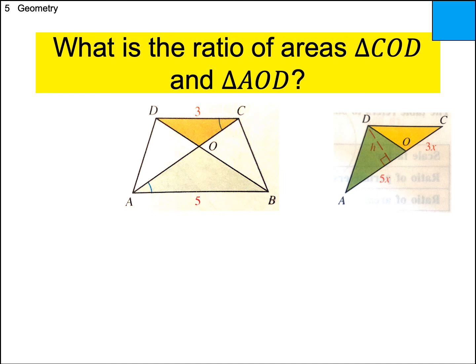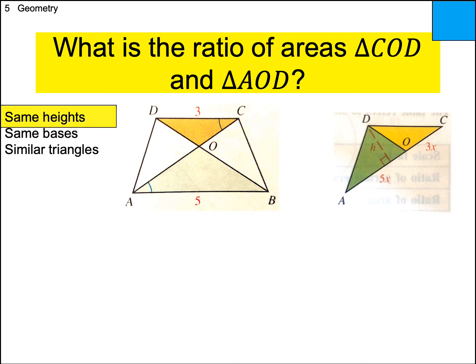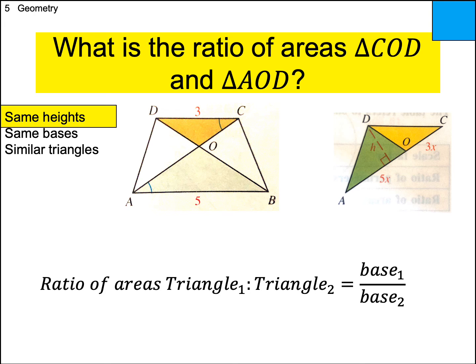Okay, so let's see. What do we have here? We have same heights. And from the previous book of truth, we wrote down if the heights are the same, then the ratio of their areas is the base 1 over base 2. Well, depending upon how you want to compare this, I'll compare yellow to green. It would still work with green to yellow. We would get a different answer, but it would still apply to the same problem.